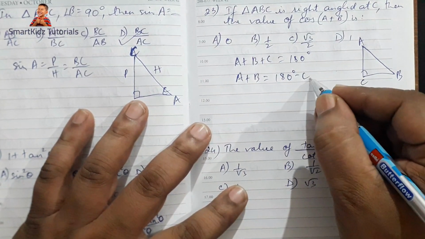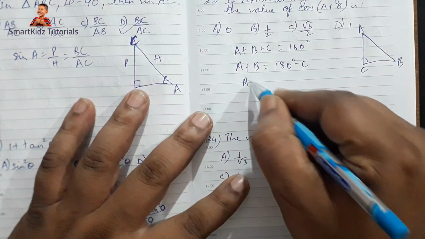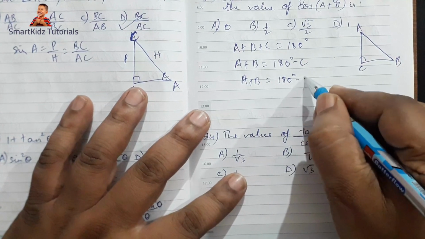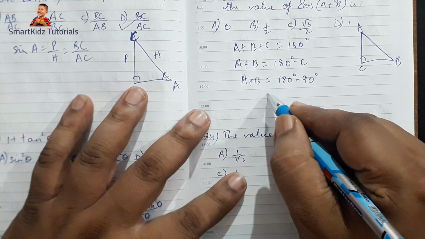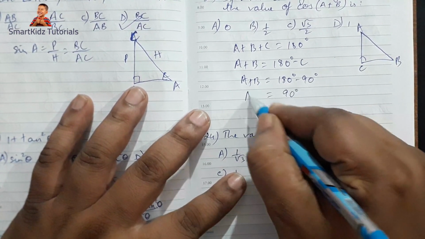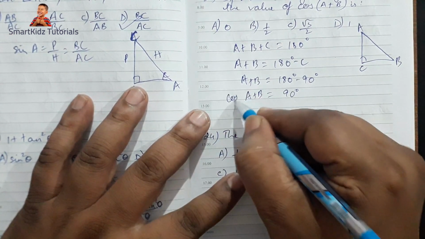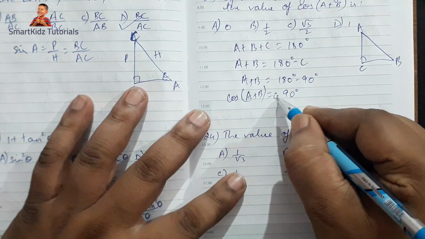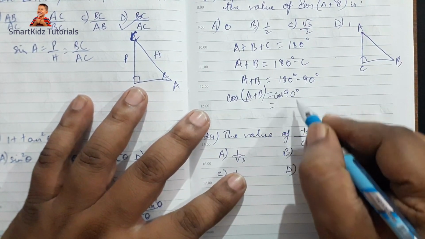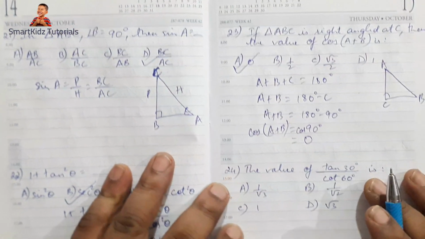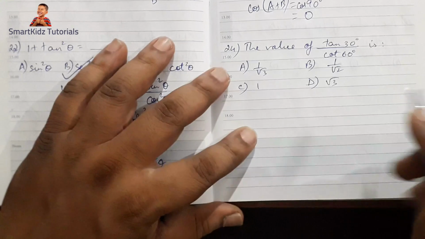Angle C we know is 90 degrees, so we can put 90 degrees in place of C. And we'll get A plus B equal to 180 degrees minus 90 degrees. That will come to 90 degrees. So A plus B equal to 90 degrees. And if you take cos on both the sides, it will be cos of A plus B equal to cos of 90. And cos of 90 we know is 0. So the correct answer is A, 0. That is the correct option.